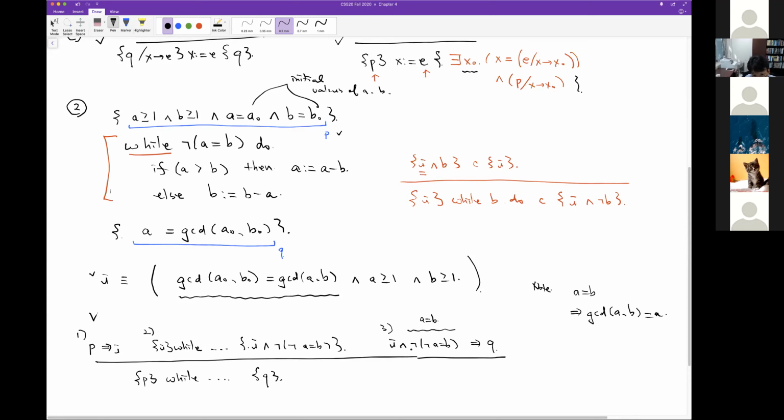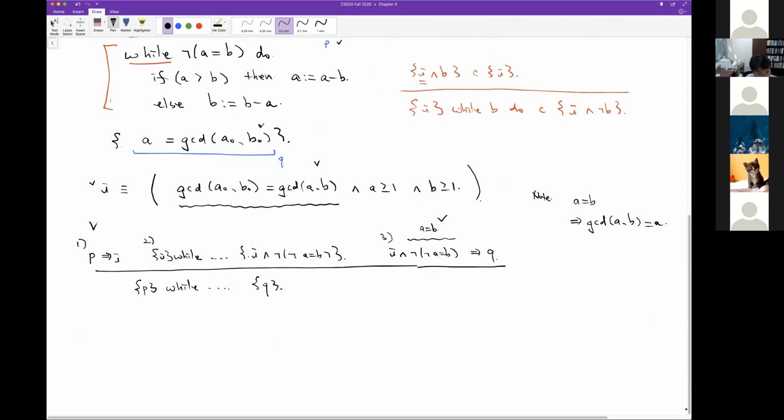So this part of the invariant, and the other part, which says A is equal to B, together imply that the greatest common divisor of A0, B0 should be equal to A. That's exactly the postcondition that's written here. So step 1 is done, step 3 is done, and the remaining step is to show the invariant. Proving the invariant part goes like this. We follow the rule for while. The while rule says that to show something is an invariant, we have to show that the body of the loop preserves the invariant under the loop condition.